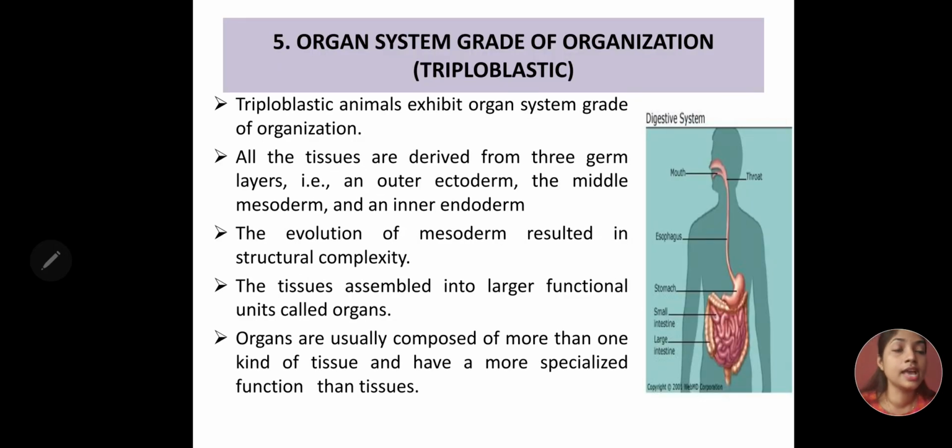And moving on to the final type, that is the organ system grade of organization, which is also known as triploblastic grade of organization. Triploblastic animals, that is the animals with 3 germ layers, exhibit this organ system grade of organization. All the tissues are derived from 3 germ layers, that is outer ectoderm, middle mesoderm and an inner endoderm. The evolution of mesoderm resulted in structural complexity, and the tissues are assembled into larger functional units called organs, which we have already learned. And organs are usually composed of more than one kind of tissue and they have a more specialized function than tissues.